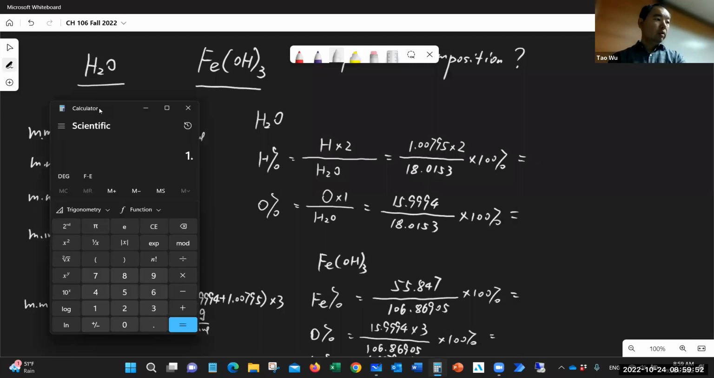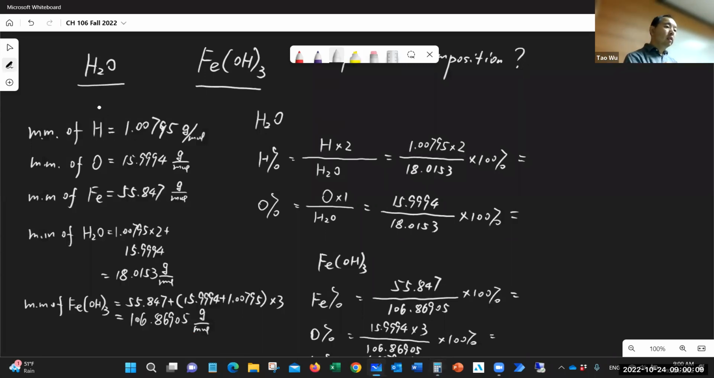Let's figure out the percent composition. 1.007795 times 2 divided by 18.0153. You get this number, multiply by 100, and you get 11.19. Don't forget, this is a percentage, so you write the percent sign. So 11.19% is the percentage for the hydrogen.